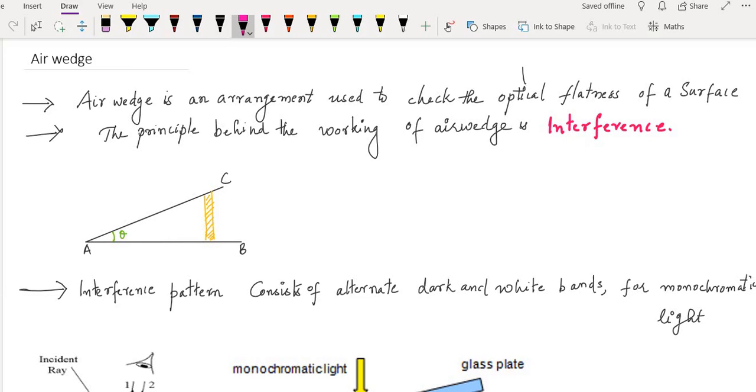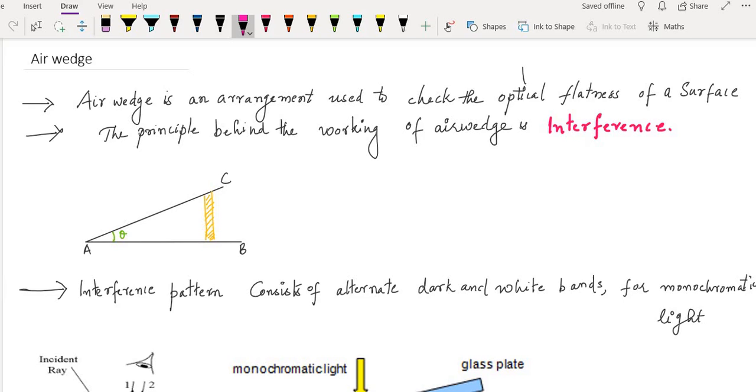The air wedge looks like this. We have two glass plates. These two lines represent two glass plates, one is AB and the other is AC, separated by a very thin object. Between these two glass plates a small angle theta is formed, and air is filled between them. So there is a wedge-shaped air film between the two glass plates. That's why it is known as an air wedge.